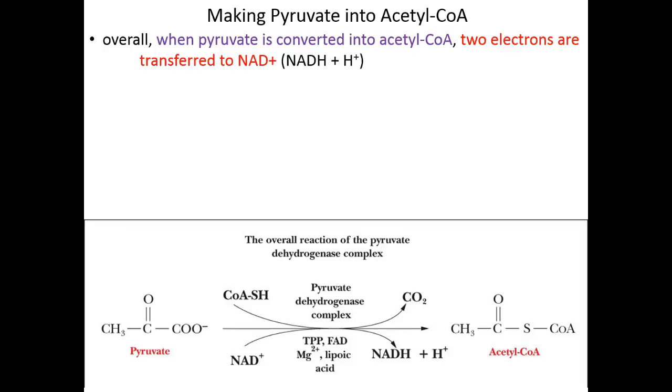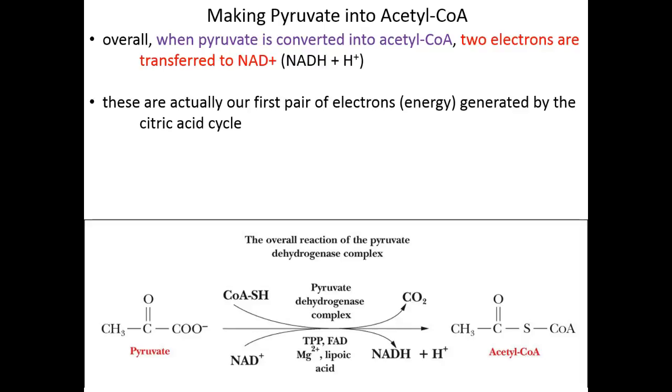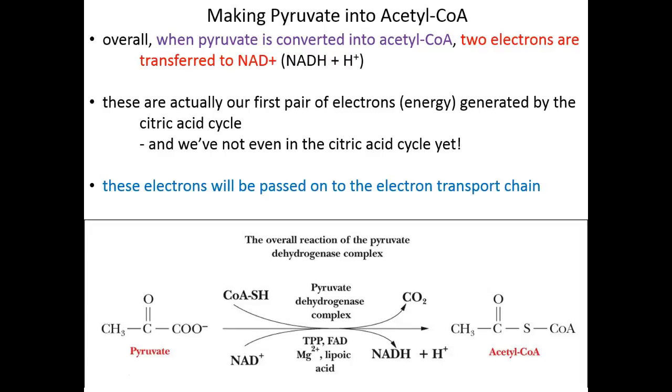So overall, when pyruvate is converted into acetyl-CoA, we've harvested 2 electrons and transferred those eventually to NADH plus H, where they can go to the electron transport chain. These are actually our first electrons that we've harvested from the metabolism of pyruvate. So the citric acid cycle is already hard at work harvesting electrons, and we haven't really even entered the citric acid cycle yet. These electrons will eventually be used to make ATP as part of the electron transport chain.